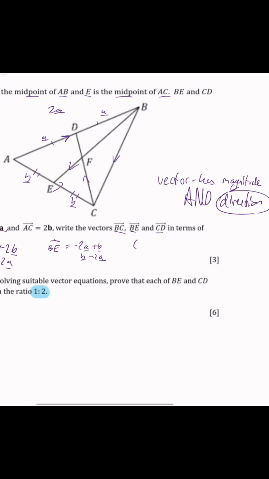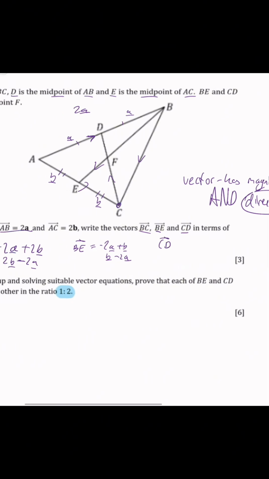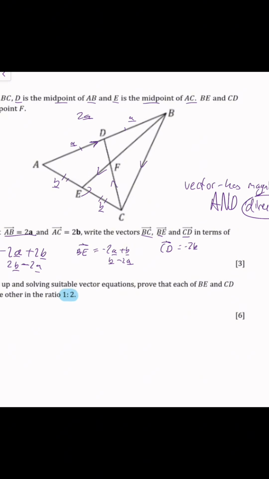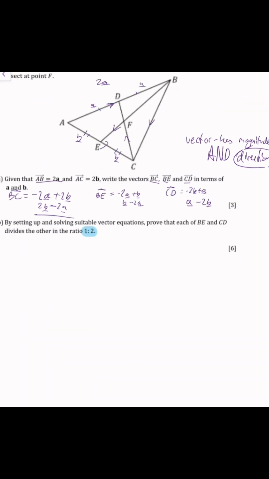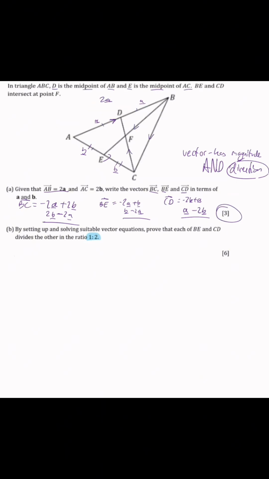Nice. Let's do CD. So we're going from C to D, this line here. How are we going to do that? Well, we can go backwards here, or we can go forwards here. So we're going to minus 2b, and we're going to add a. And again, we can rearrange. Nice. So these are our answers. Should get 3 marks. Let's solve part B.